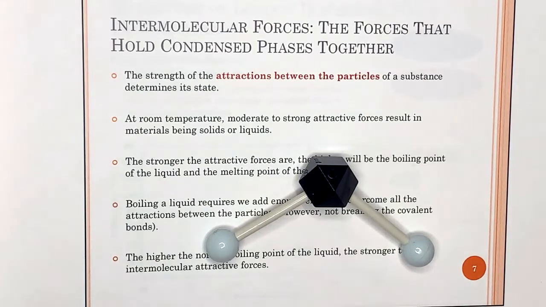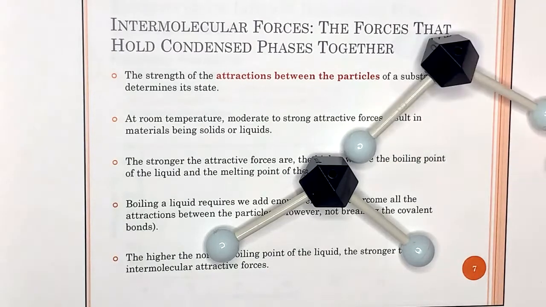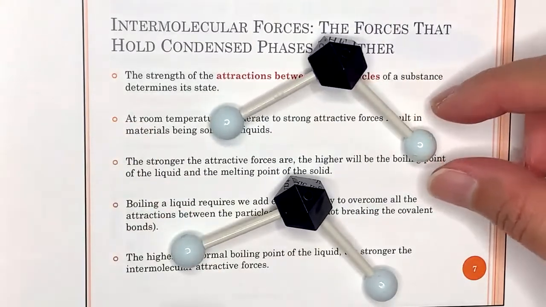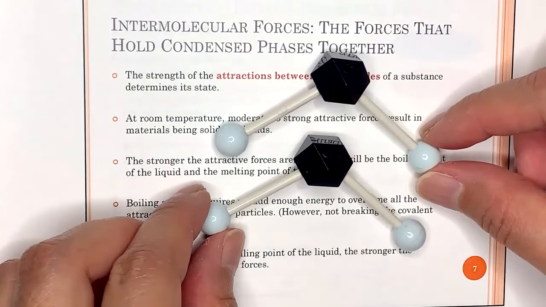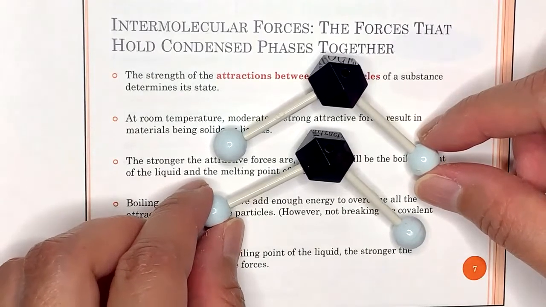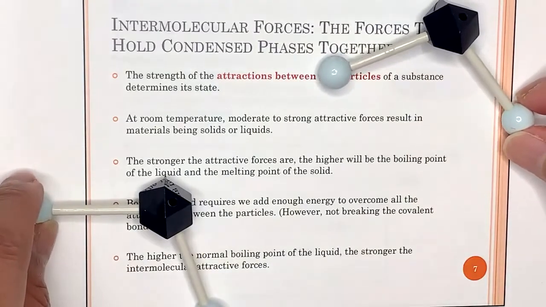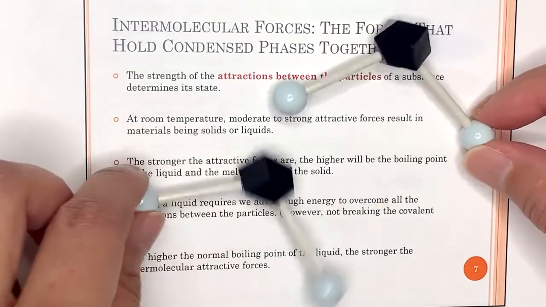Okay, so we have one water and another water. When the waters are together, close together, that's the liquid phase. And when you want to break them and move them really far away from each other, they become gas phase. But did you change the molecule, the covalent bonds in there?